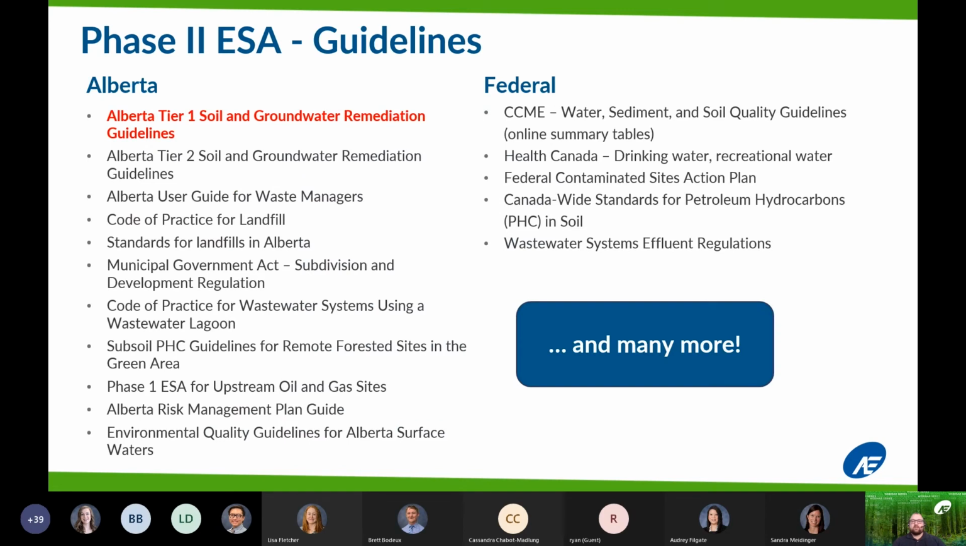Depending on your site, different jurisdictions may have different guidelines. Many do cross-reference each other, but typically for sites not under federal jurisdiction, the generic go-to guidelines in Alberta are the Alberta Tier 1 Soil and Groundwater Remediation Guidelines. The Tier 1 guidelines are the most stringent and take into account all exposure pathways for human health and ecological health. And minimal site information is required, typically just the land use and neighboring land uses and grain size if you have it available. Otherwise, you just go with the most stringent value between coarse grain and fine grained.